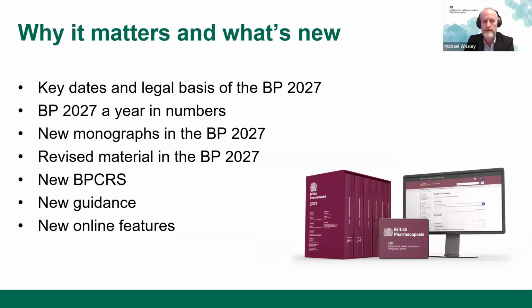So these are the topics we'll be going through today. We'll start by looking at some key dates for the 2027 edition and look at the legal basis for the British Pharmacopoeia. Then I'll look back over the previous year and talk through some of the numbers that have supported the BP 2027. After that, we'll go through the new monographs included in 2027. I'll also highlight some of the revised materials in this year's edition. Next, we'll look at some of the new supporting content, including new guidance documents. And then finally, we'll have a look at some of the new online features that we hope will make the BP Online even easier to use. Next slide, please.